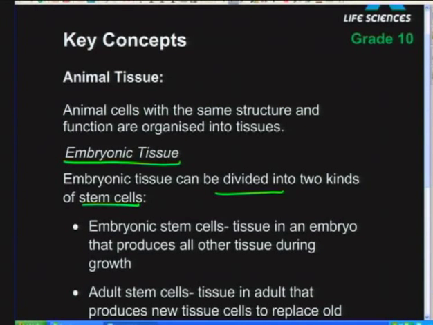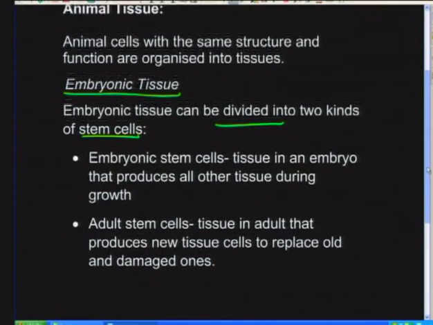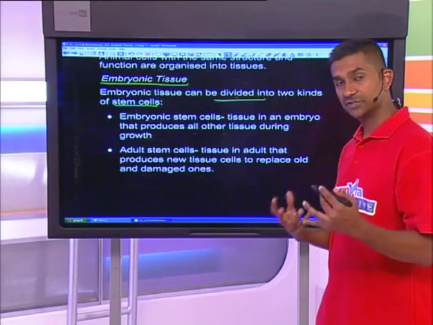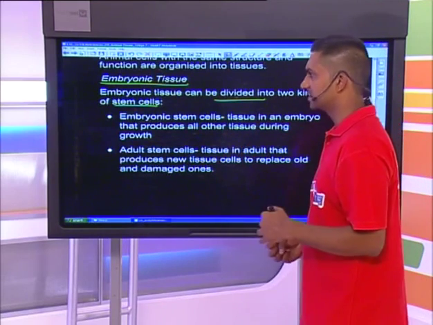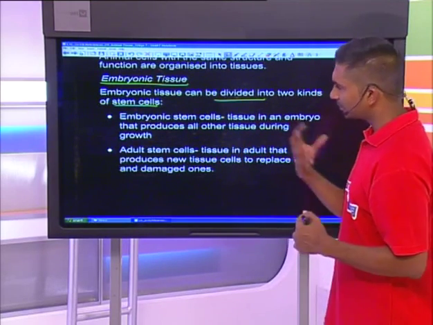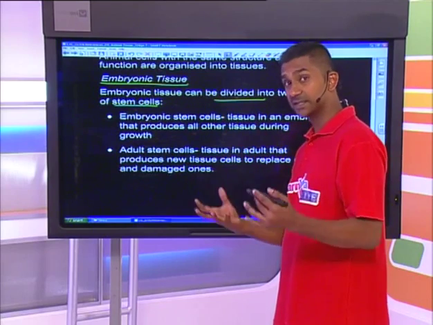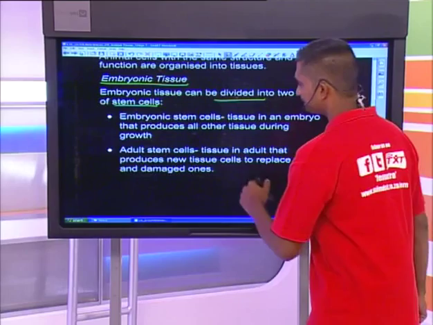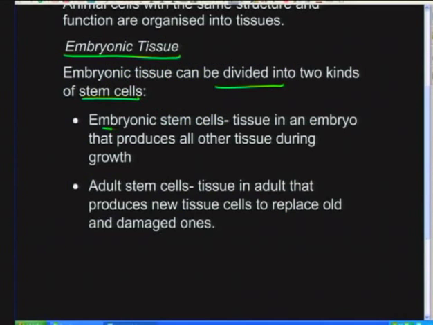Okay, guys, if you think about cell division, we spoke about division of cells, and we referred to meristematic tissue in plants. We probably mentioned embryonic tissue that constantly divides to produce new cells. And this is what we're looking at. So the embryonic stem cells basically is tissue in the embryo that produces all the other tissues in growth.